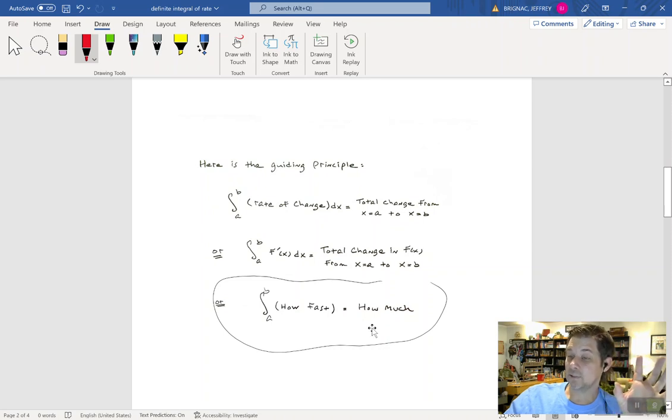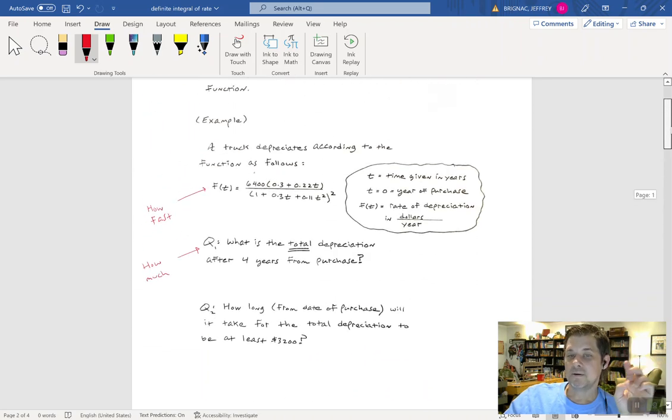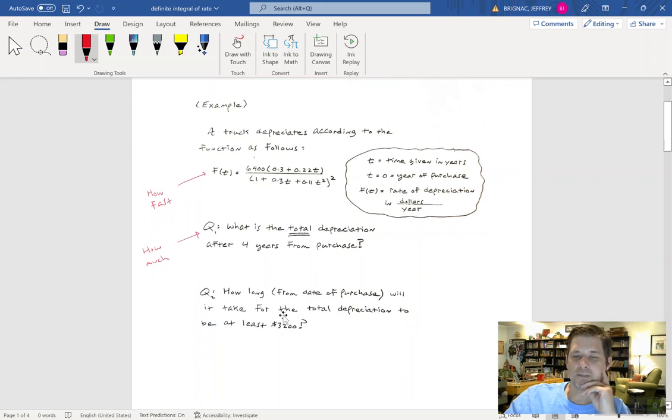Recognize when the principle is applicable, and then we can use it to calculate the total change in a function. Okay, all right, now let's do this next question, as I want to show you what else we could do with what we already have.